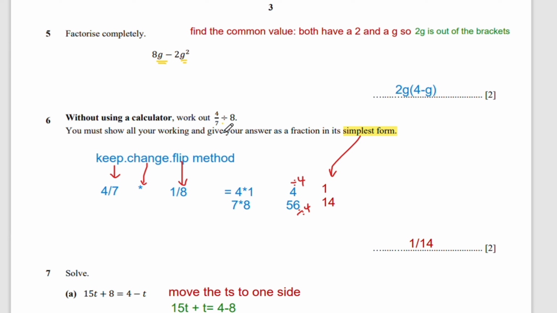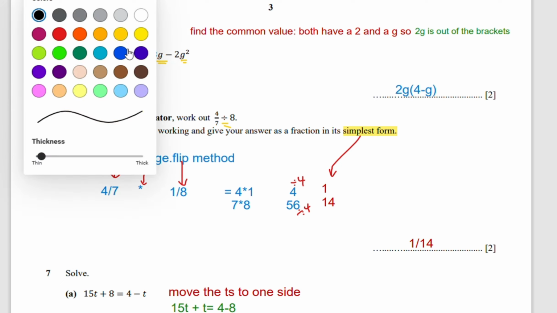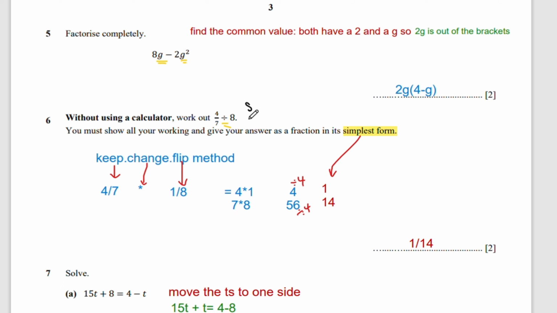Now this one is very simple. You use the rule which is keep, change, flip method. Okay, so 4 over 7 will stay 4 over 7, but we will change the sign instead of division into multiplication, and then we will flip it. So originally it is 8 over 1. We flip it. It will become 1 over 8 as you can see. And then we will multiply them. 4 times 1 is 4. 7 times 8 is 56.